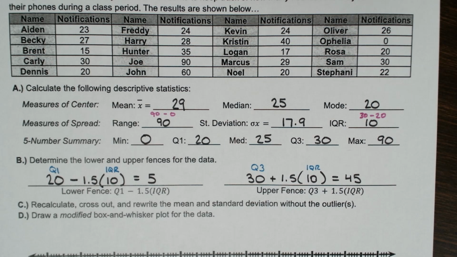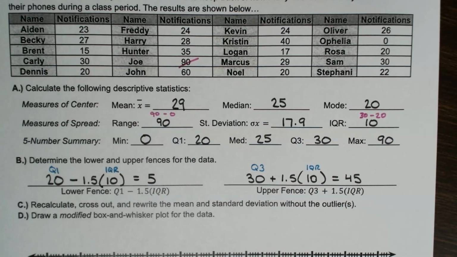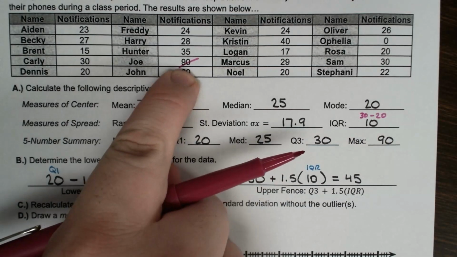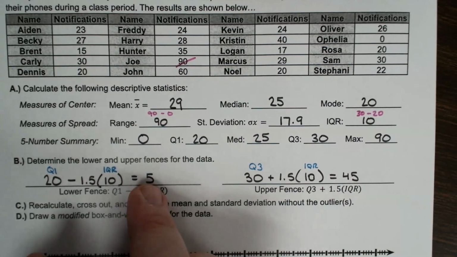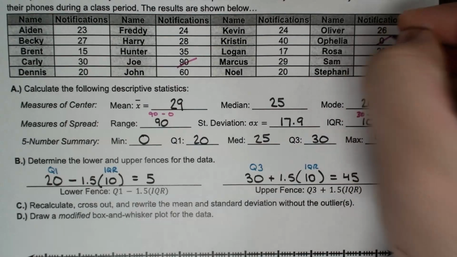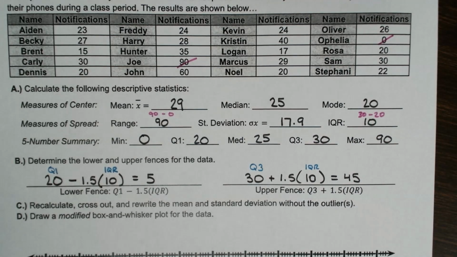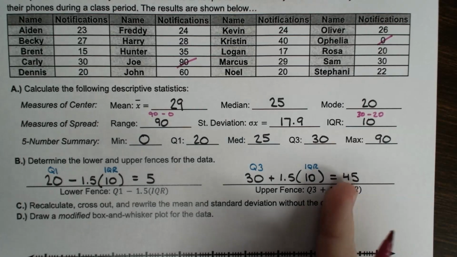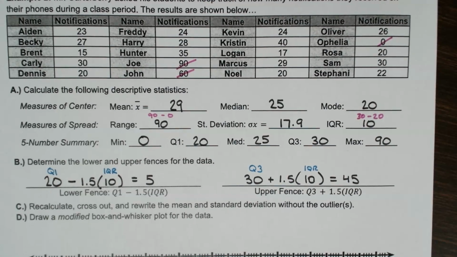Do we have any outliers in this data set? Yeah, what are they? Definitely Joe with his 90 texts. Any others? How do I figure out that 90 is an outlier? Okay, these two numbers that we just found. Are there any numbers below 5? Yeah, Ophelia. Poor Ophelia with her 0 texts. She's actually considered statistically weird. And then are there any numbers above 45? Well, yeah, the 90 and also John and the 60. Maybe Joe and John are part of some crazy group chat or something. I don't know.